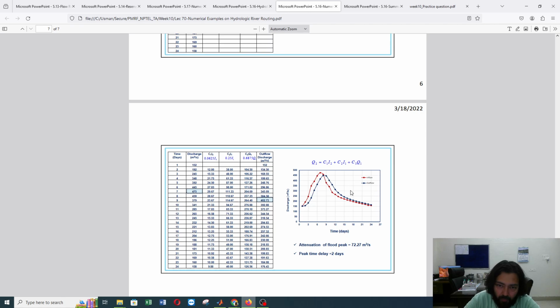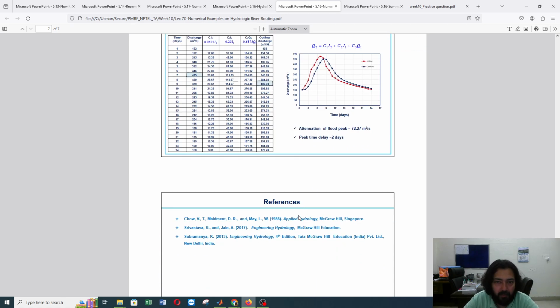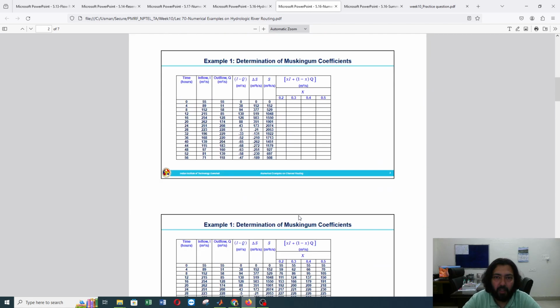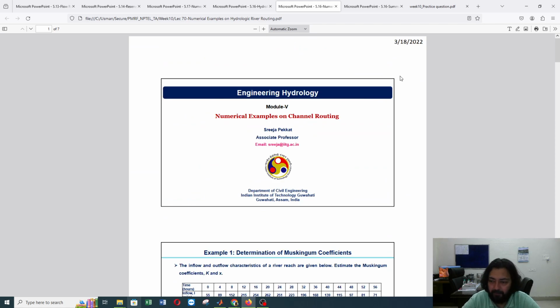They have asked us to plot the hydrograph also, so we have plotted the hydrograph. Here we can see there is some vertical difference between the peaks as well as a horizontal difference. The vertical difference is the attenuation, and the horizontal difference between the peaks is nothing but the peak time lag. So this is how we can use both approaches to calculate reservoir routing as well as channel routing.